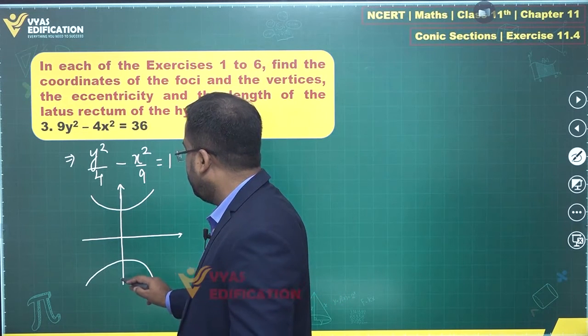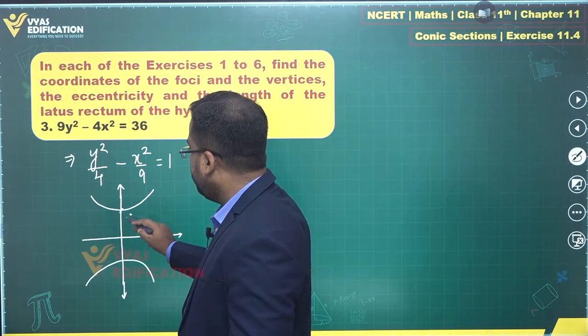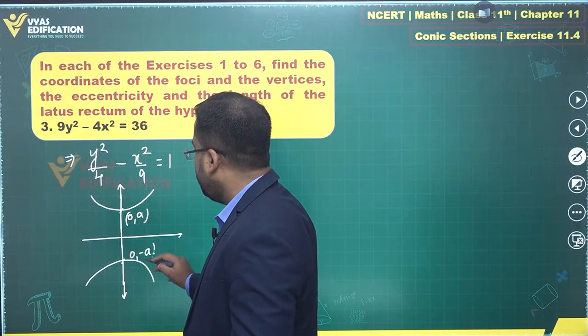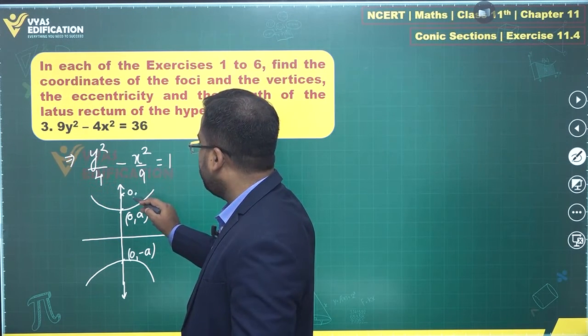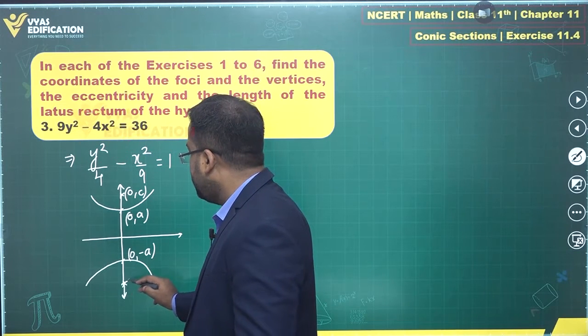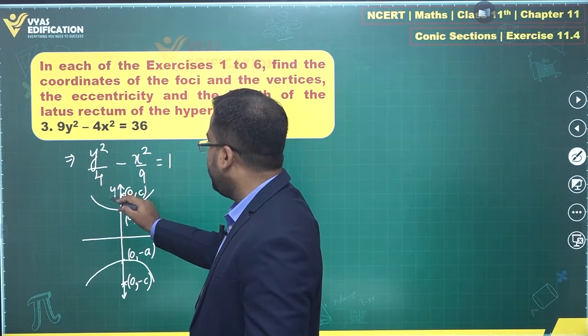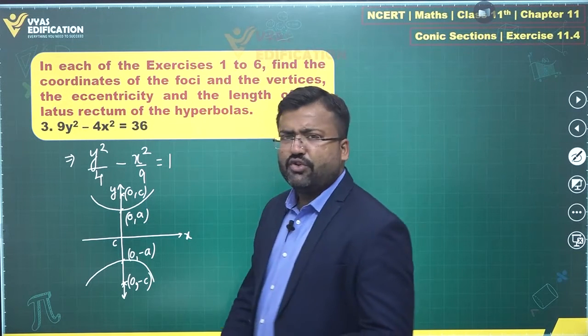This will be the vertex 0 comma a, this will be the vertex 0 comma minus a, this will be the focus 0 comma c, this will be the other focus 0 comma minus c. This is the x-axis, this is the y-axis, and this is the center, or you can call it the origin.